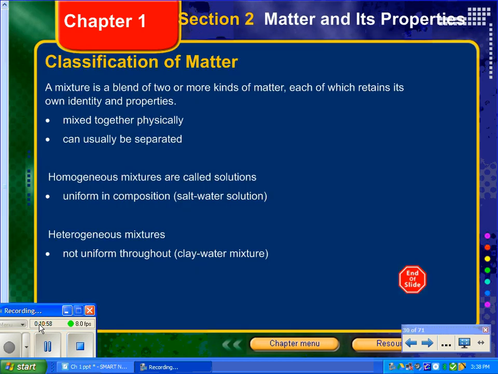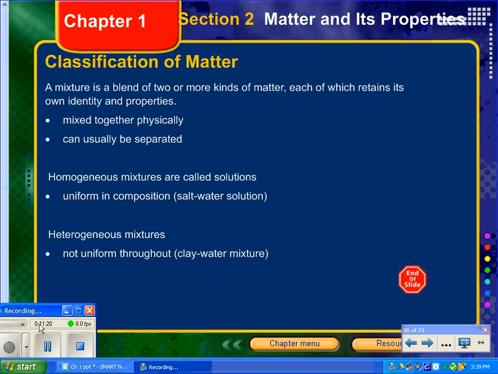A mixture is a blend of two or more kinds of matter, each of which retains its own identity and properties. These are things that can be physically mixed together, like sand and water. They can be separated. To separate sand and water, I would use filter paper. The sand will stay on top of the filter, and the water will drip through.